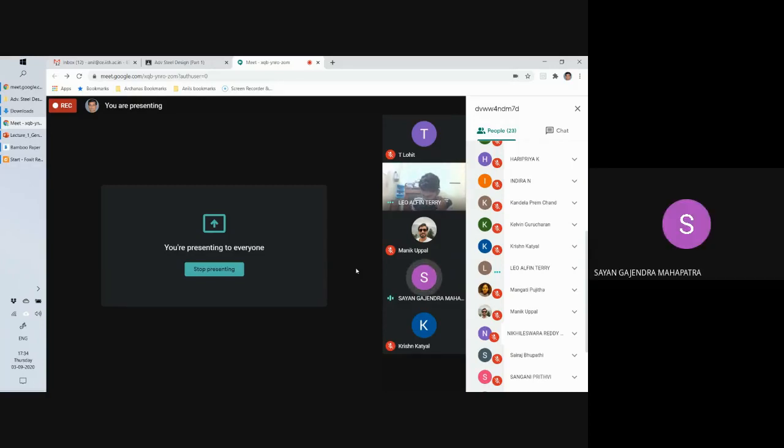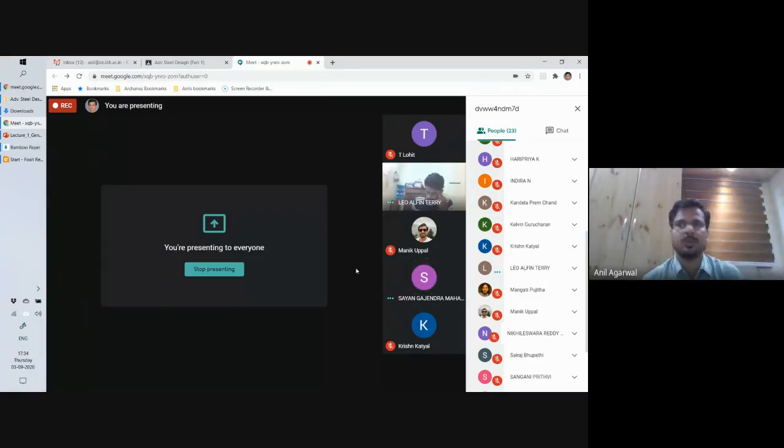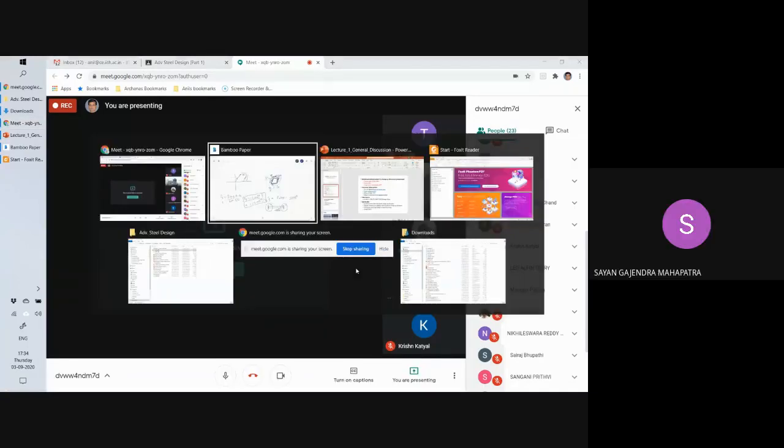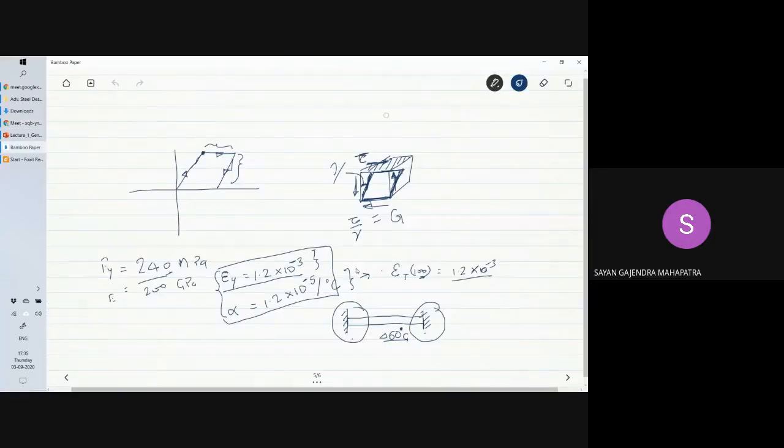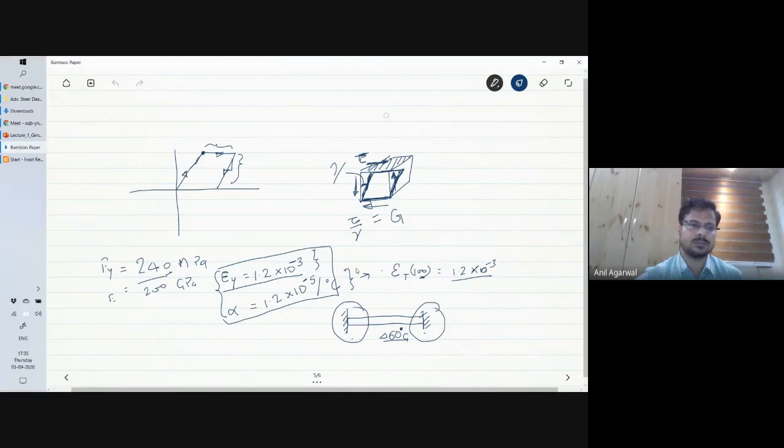Sir, my question is that in the PDF it is written gauge length equals 5.65 A to the power 0.5. So what is that A there, sir? A is the cross section of the coupon. The whole cross section? One second, I'll tell you.